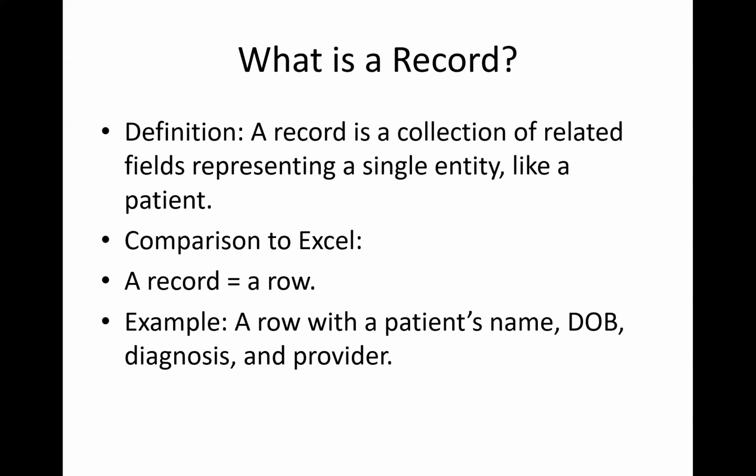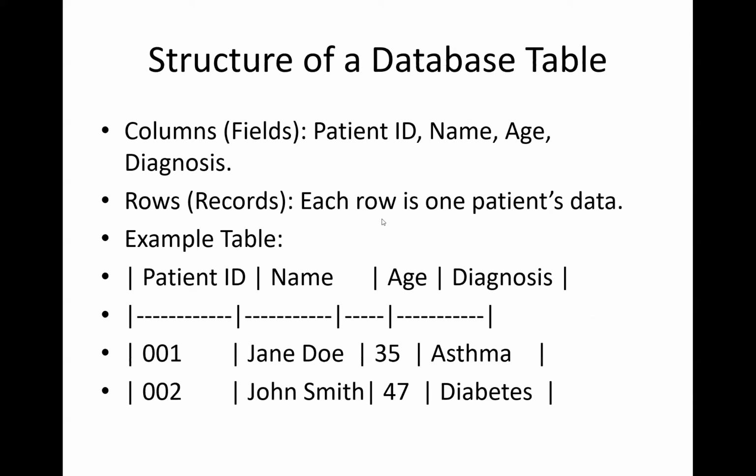So that begs the question, what is a record? A record is a collection of related fields representing a single entity, like a patient. And in Excel, we can think of that as being analogous to a row. So if we were looking at a record of all my information, on a row would be Rick Reardon, my date of birth, any diagnosis I have, and who my provider is. That would be what a record is. And then you can kind of see a schematic of it here.